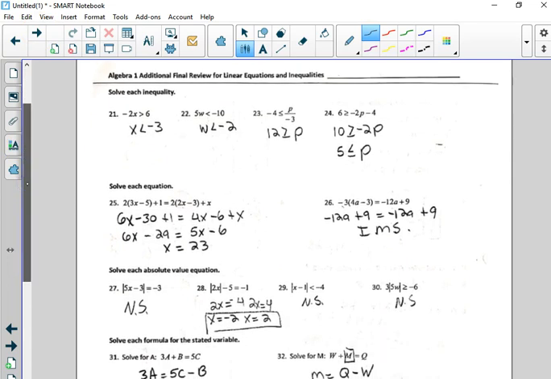Okay, on 21, notice this was facing this direction, but when we divided by -2, the symbol flipped. All right. Number 23, it was facing this direction, but when we multiplied by -3 on both sides, the symbol flipped. Same thing on number 10. Notice how it was facing this way, but when we divided by -2, the symbol flipped.